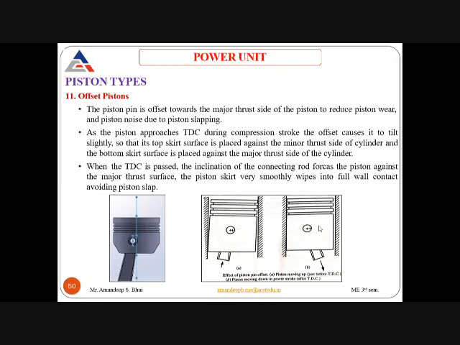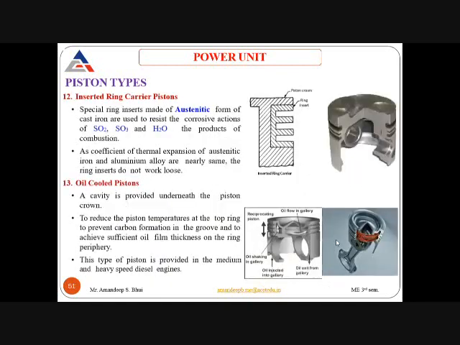Now after the power stroke, the tilt is avoided. Now the piston is smoothly in line with the cylinder lining, and the piston slap is avoided. Now this piston slap is a major reason for the wear of the piston and the cylinder lining. So this is your offset piston.